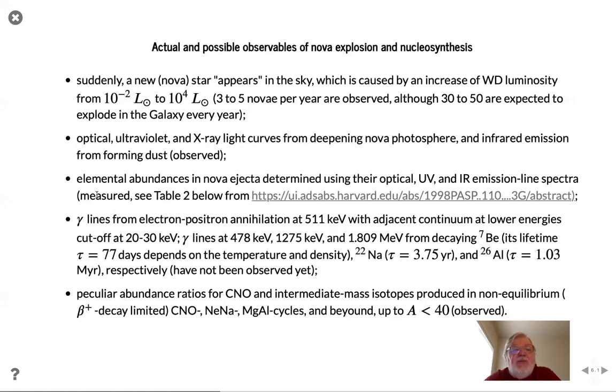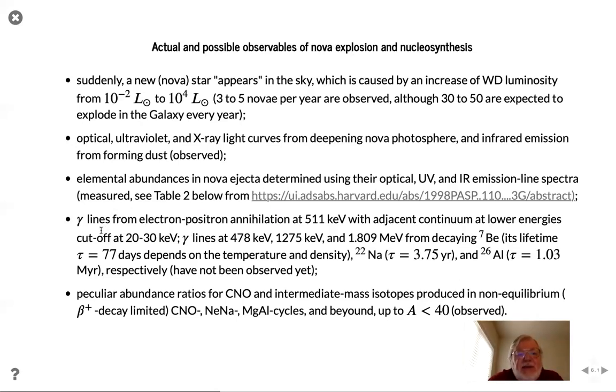Then we can use as observables for novae the elemental abundances in nova ejecta, directly determined spectroscopically using optical, ultraviolet, and infrared emission line spectra. For instance, there is a link here, a reference to Table 2 from this paper, where mass fractions of hydrogen, helium, and CNO elements were measured in a number of novae. You can have a look at this link.